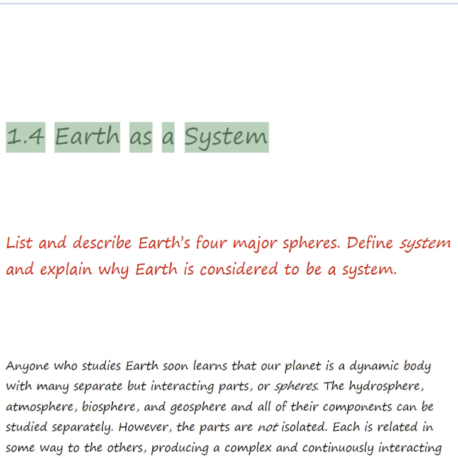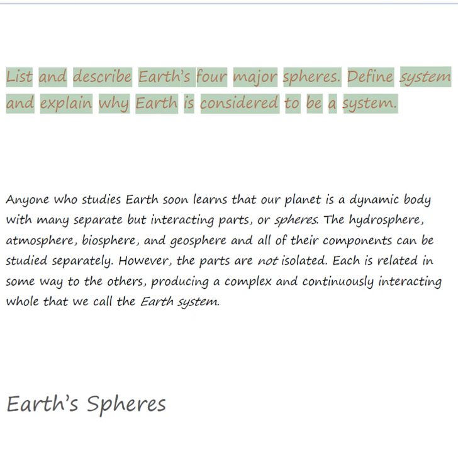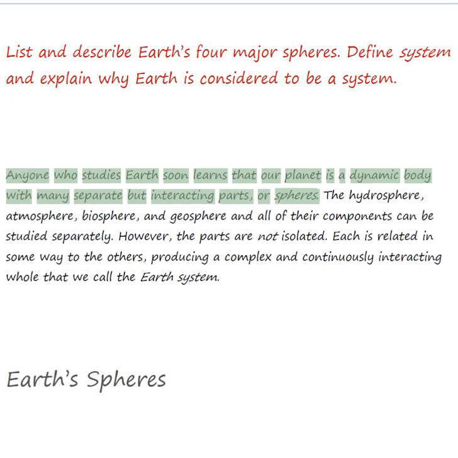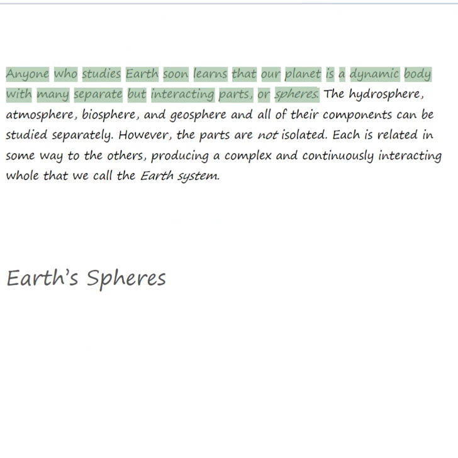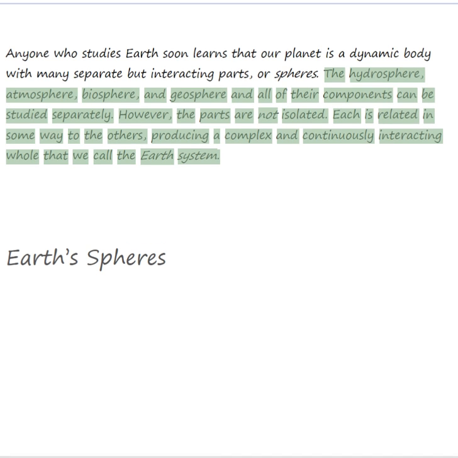1.4 Earth as a system. List and describe Earth's four major spheres. Define system and explain why Earth is considered to be a system. Anyone who studies Earth soon learns that our planet is a dynamic body with many separate but interacting parts, or spheres. The hydrosphere, atmosphere, biosphere, and geosphere and all of their components can be studied separately. However, the parts are not isolated. Each is related in some way to the others, producing a complex and continuously interacting whole that we call the Earth system.